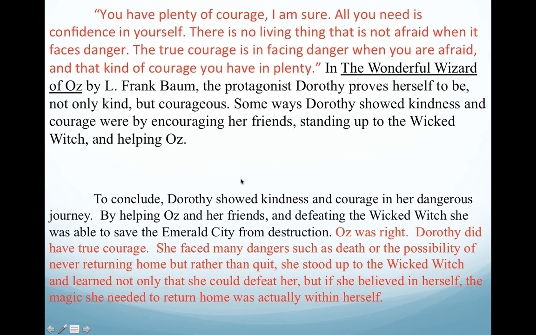And then notice how I pick up where the quote left off in my zinger. Oz was right. Dorothy did have true courage. She faced many dangers such as death or the possibility of never returning home, but rather than quit, she stood up to the Wicked Witch and learned not only that she could defeat her, but if she believed in herself, had confidence, the magic she needed to return home was actually within herself.